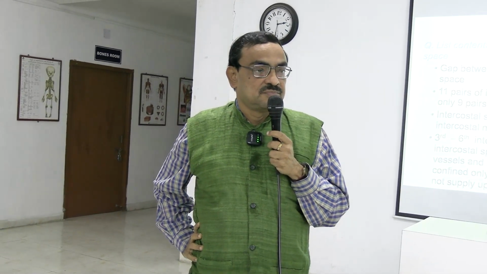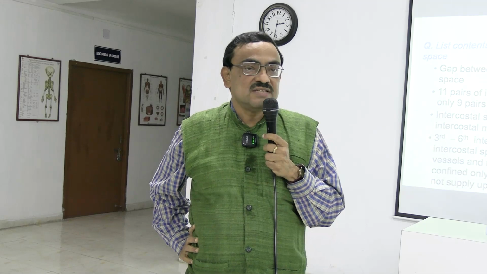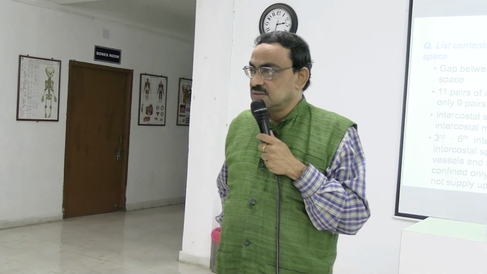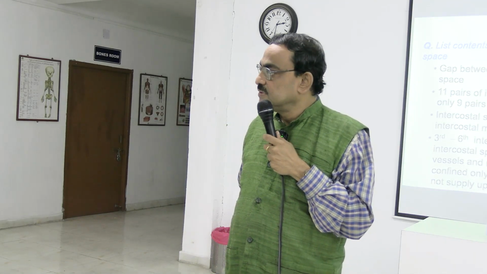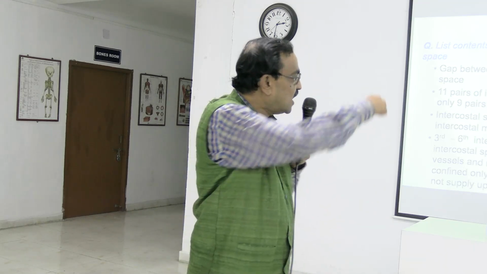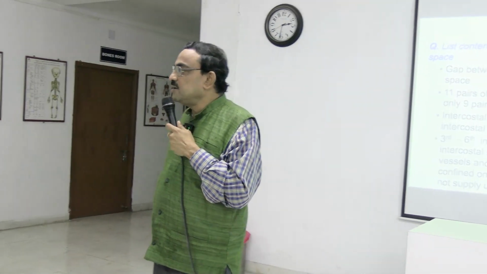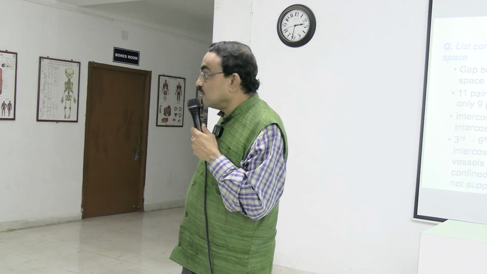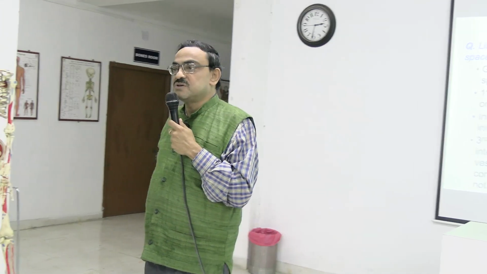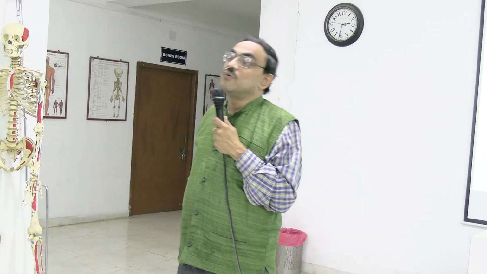So the first and second are not typical, they are atypical, because the contents, meaning vein, artery, nerve, are not confined. The nerve is not only confined to the first and second space, but rather goes to the neck and or to the upper extremity.